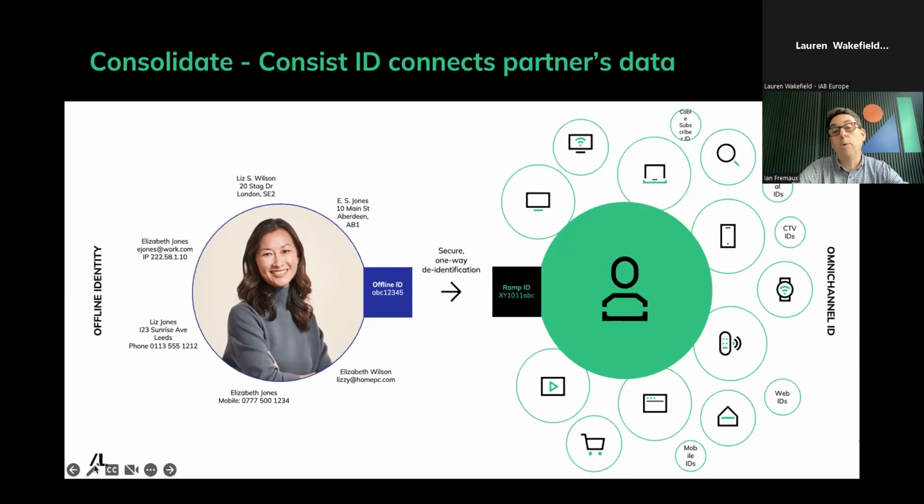And it's only when you put them in the clean room or into the safe haven environment that they're translated to a common version. So as you bring two data sets together, they're then connected on a common version of the RAMP ID. And that RAMP ID can then be used for activation as well across all the rest of the ecosystem where LiveRamp's synchronized that RAMP ID as well.